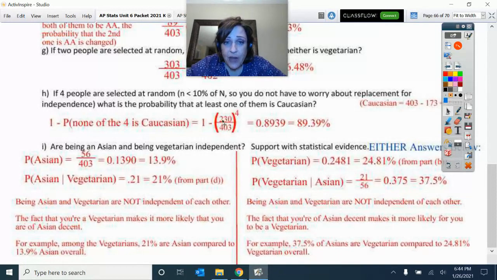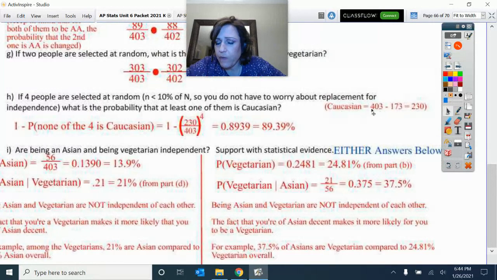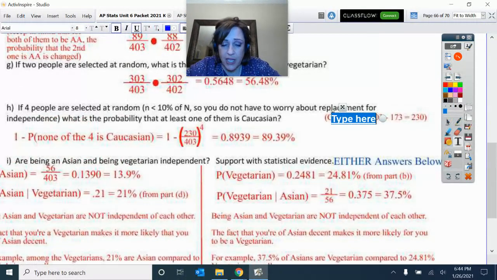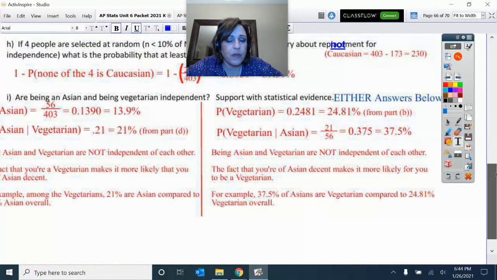So I had to first figure out, okay, what's the probability of not being Caucasian? Well, the Caucasians would be 403. Caucasians are those 173. So this is the not Caucasian people, okay? So the not Caucasian people are the 230. So that's how we get 1 minus the probability that none of the 4 are Caucasian. So at least 1. All right, let's go back to this.